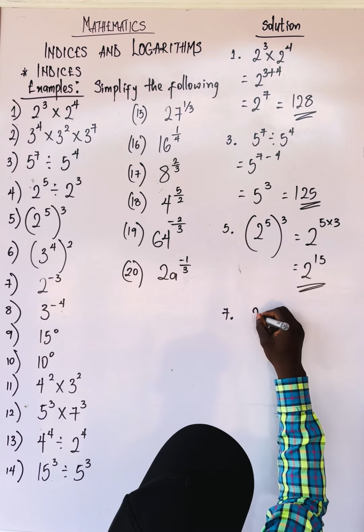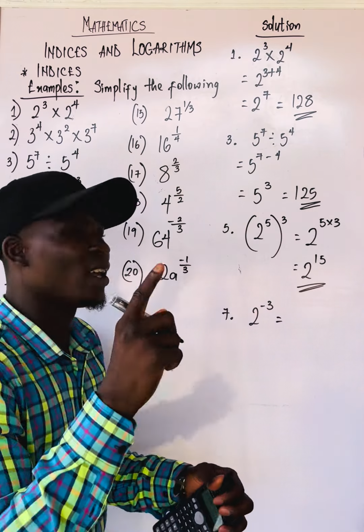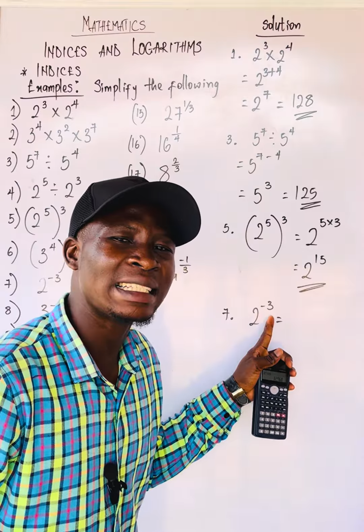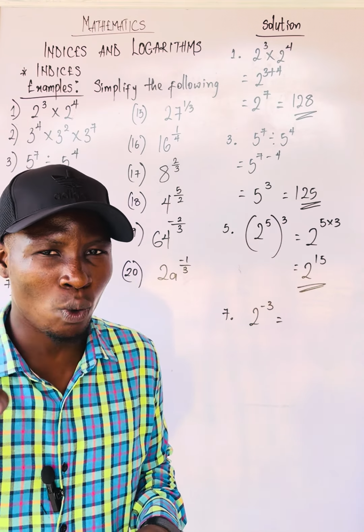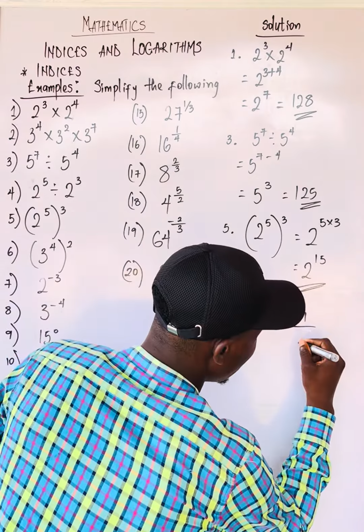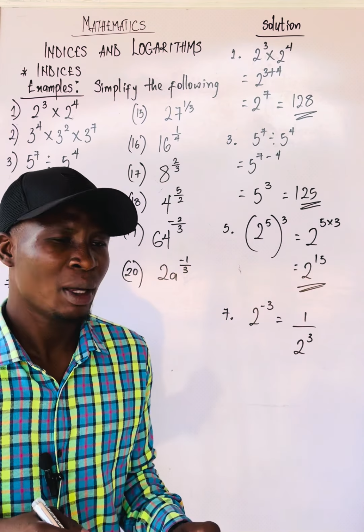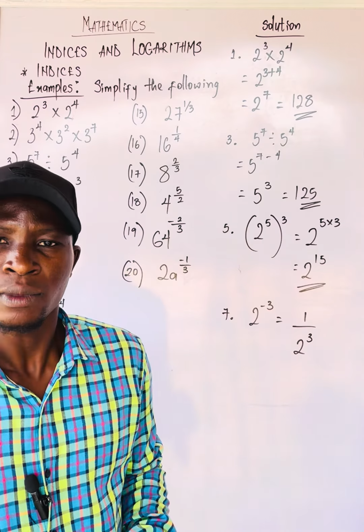Question 7 says 2 to the power of negative 3. Now, don't forget, I told you another way of writing this, guys. Anytime you see anything raised to a negative power, another way of writing it is 1 over. Then that will be 1 over 2 to the power of 3, and the power will not have any negative again. Because anything raised to a negative power, another way to write it is 1 over. Do you understand?